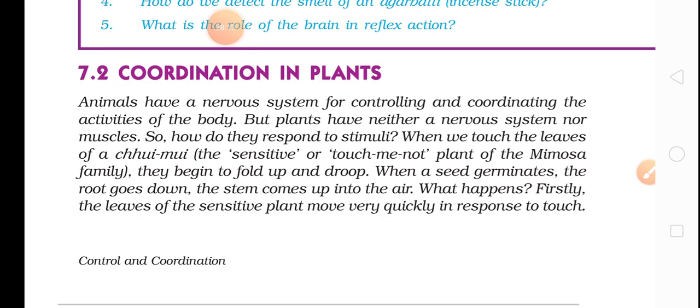Because see, we know that plants are stationary, they are not moving, but their leaves can move. So how exactly is this control and coordination or nervous system there in plants? Or do they have a nervous system? First of all, if yes, is it the same or is it different? Are they performing the function? How are they performing the function? All these we will discuss in tomorrow's lecture.